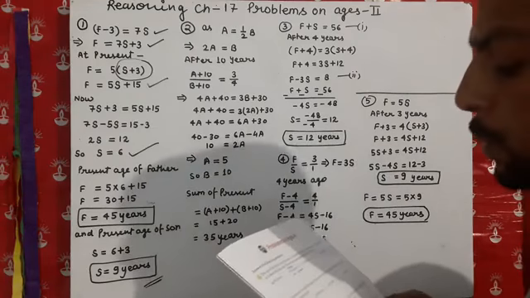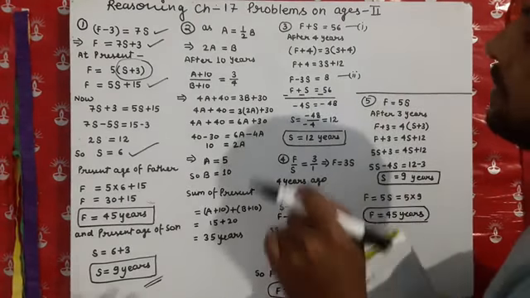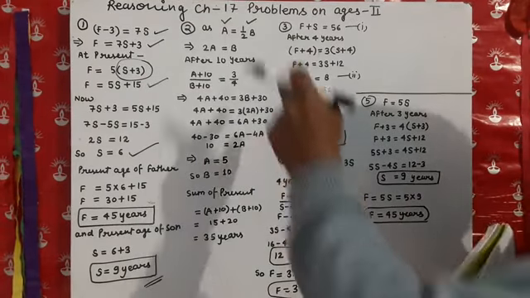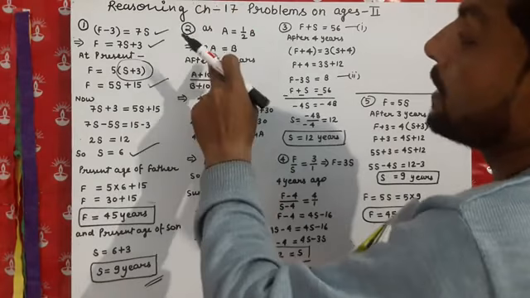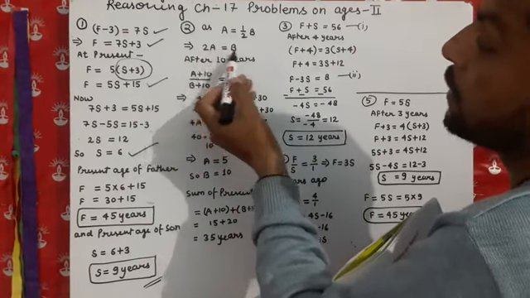Now going to question number 2. 10 years ago, A was half of B in age. So A and B ages are taken at 10 years ago. That means 10 years back. Let's consider that 10 years back the ages were A and B. So according to the question, A is equal to half of B. So after cross multiplying, 2A is equal to B.